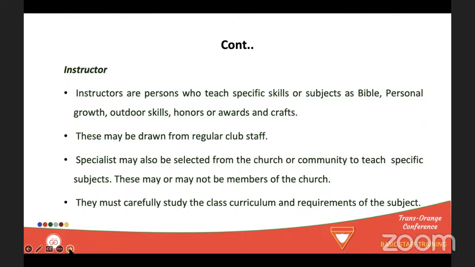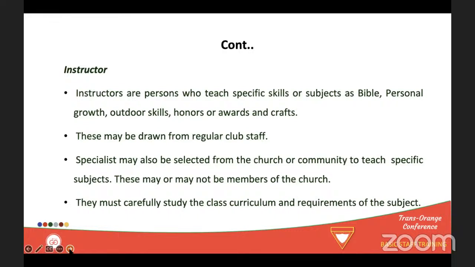Instructors. Instructors are persons who teach specific skills or subjects such as Bible, personal growth, outdoor skills, honors or awards, and crafts. These may be drawn from regular staff members. So you may have your instructors from within the regular staff members, or they may be specialists, or specialists may also be selected from the church or community to teach specific subjects. These may or may not be members of the church.